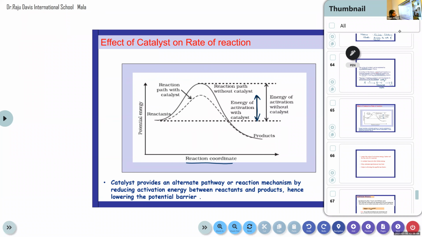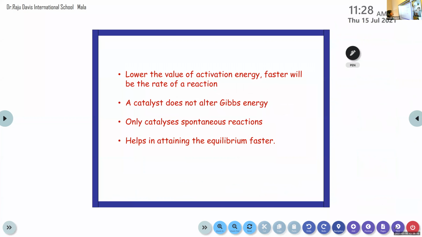Finish, right? Yes. Then you can also copy these points. Lower the value of activation energy, faster will be the rate of a reaction. Okay. So here this catalyst can lower the value of activation energy, so the reaction will be much faster.